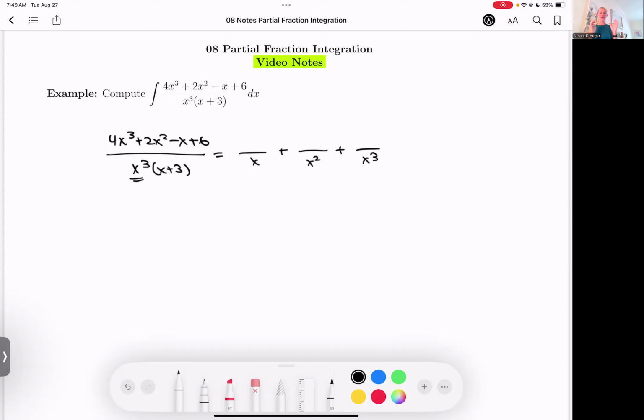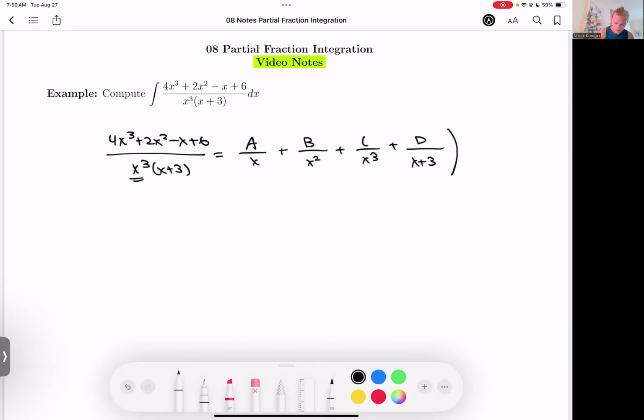That x cubed means that I'm going to get an x squared and an x cubed term, because remember, if I have anything like x plus 1 to a power that's bigger than 1, then I get as many terms as that power. So that power is third degree, so I have 3 terms. And these are going to be A, B, C, and then I'll have D over x plus 3.